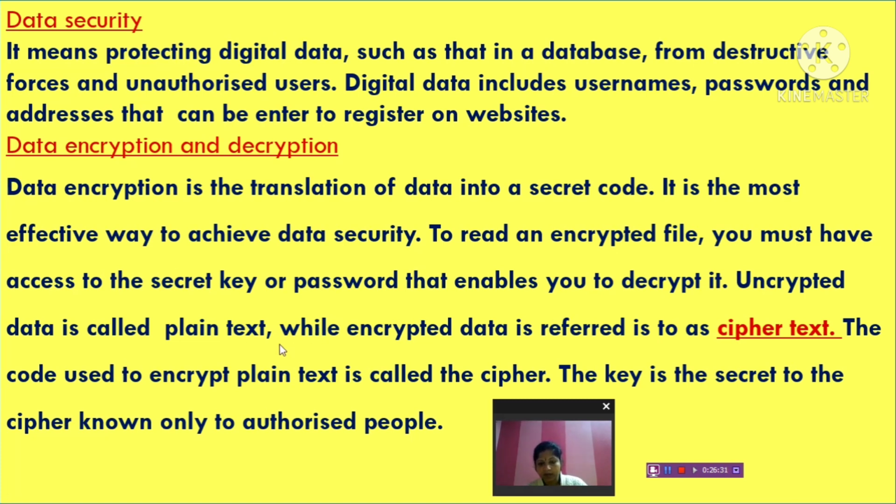Unencrypted data is called plain text. Whatever we are entering, that is plain text. While encrypted data, when you convert it to some other form, is referred to as your ciphertext. Clear? The code used to encrypt plain text is called the cipher.